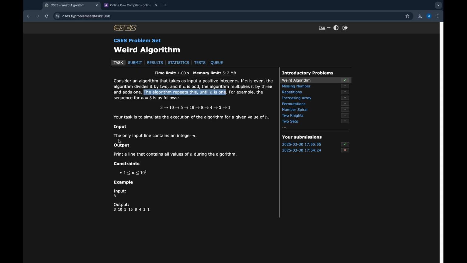Okay, so we're gonna look at the constraints. And the input is only an integer n, and the output is a line that contains all values of n during the algorithm. Here's a sample. So after finishing coding your program, you can use this sample test case to check whether your program is correct or not.